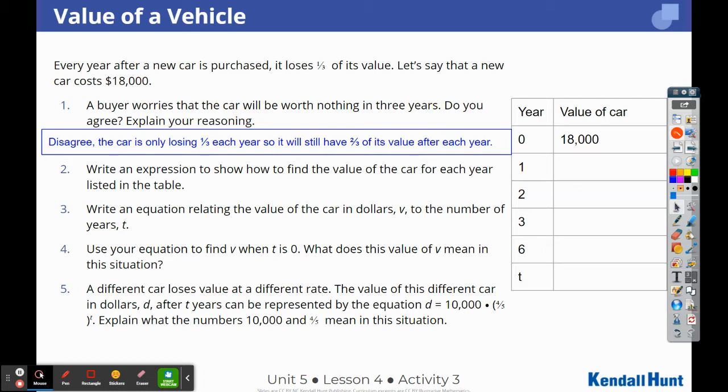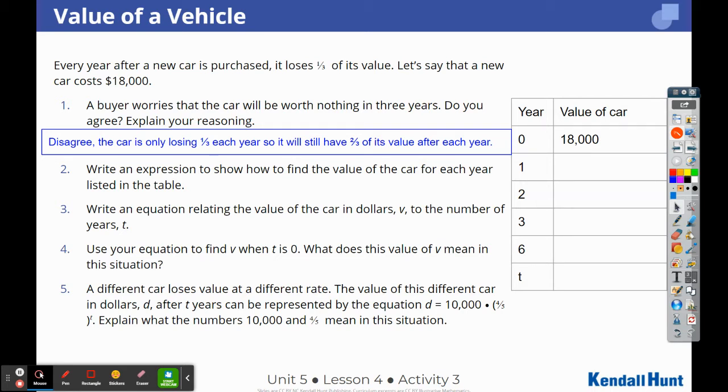So I have 1/3 plus 1/3 plus 1/3. So if I subtract a third every year, I'll be out of value after 3 years. But that's not how it works, because we're taking a third of the value every year of that current price. So 2/3 is always remaining after each year. Am I right?